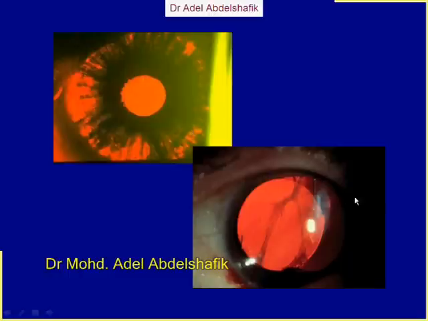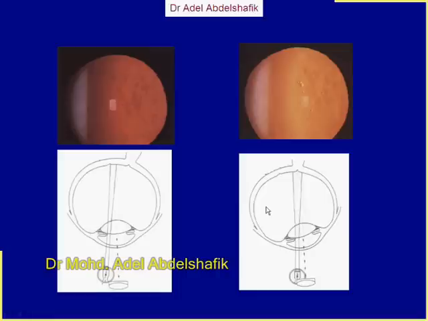This is the retro-illumination. Again, this is an after cataract, and this is the vitreous face. You get some injury here in the posterior capsule, but you see there is some membrane here and there. So again, this is the retro-illumination.